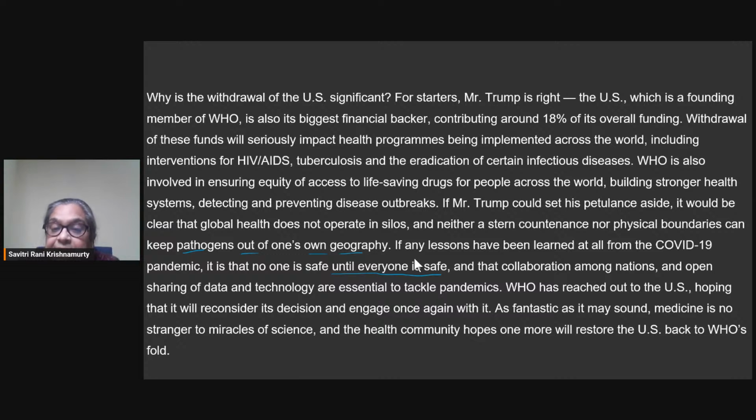So you cannot keep pathogens out. If there is an infection, there is a virus, it will travel just like the COVID virus did. So no one is safe until everyone is safe. So he can't protect just the US in the sense that boundaries do not stop pathogens. Collaboration among nations and open sharing of data and technology are essential to tackle pandemics. WHO has reached out to the US hoping that it will reconsider its decision and engage once again with it. As fantastic as it may sound, medicine is no stranger to miracles of science, and the health community hopes one more will restore the US back to WHO's fold.